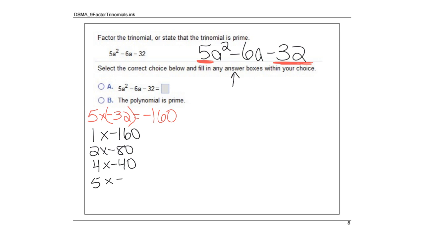5 times, what do I get? 32, 6 times, nope, 6 doesn't go in there. 6 doesn't go in there. 7 doesn't go in there. 8's going to go in there. 8 times 20. I'm going to get there. Oh, here we go. 10 times a -16.